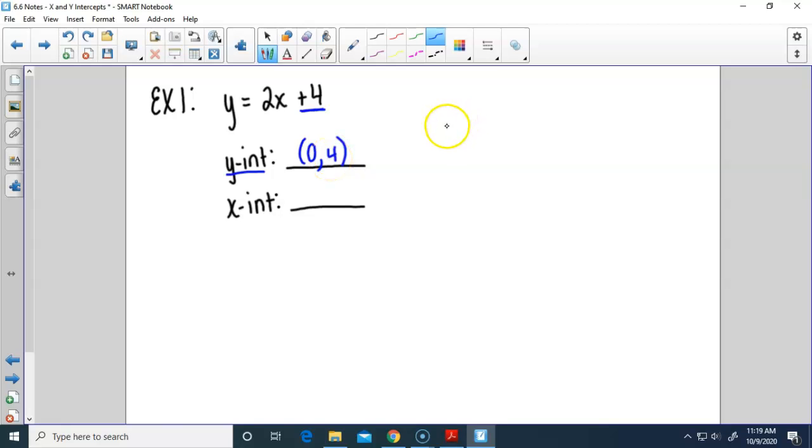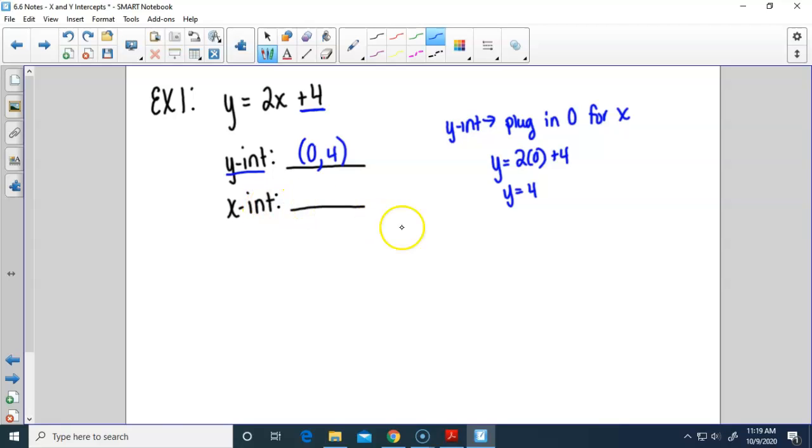You make sure you put the 0 first and then 4. But for a y-intercept, you could also plug in 0 for x. We could have done it this way: y equals 2 times 0 plus 4. That would give us y equals 0 plus 4, which is 4. So it would give us the same answer either way. It's easiest for this one just to say that it's 4.